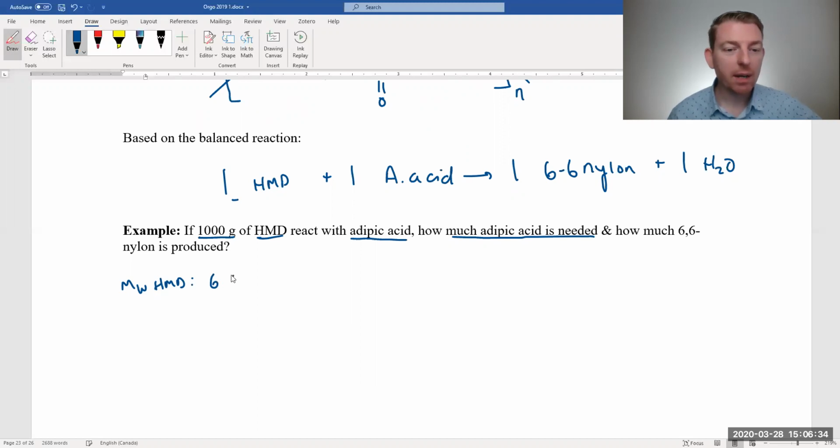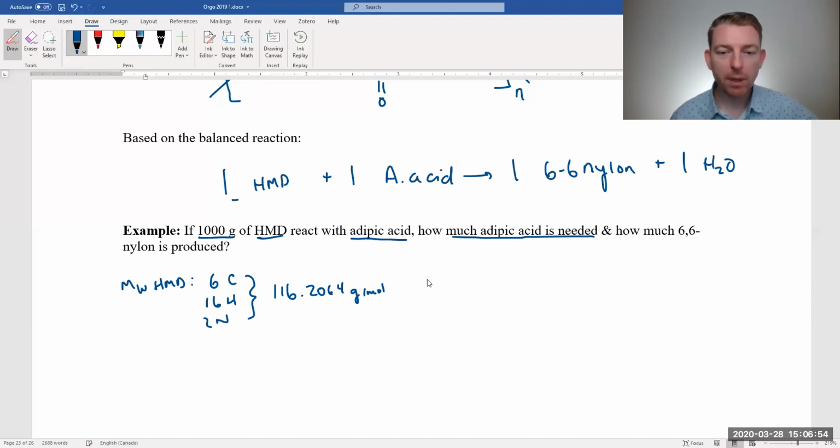So we have 6 carbons, 16 hydrogens, and 2 nitrogens in this one. Add that all up, and you get a grand total of 116.2064 grams per mole.